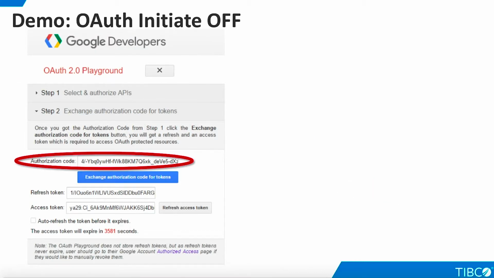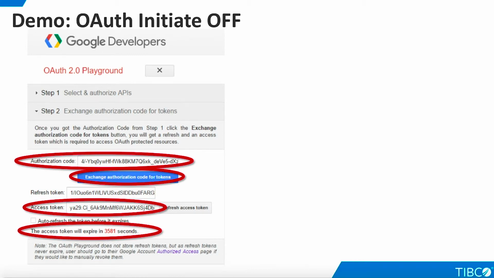Google presents an authorization code. Click Exchange Authorization Code for Tokens. Copy the access token. This is what we need for the TDV adapter. Note that this token will expire in about an hour. That's important to understand for TDV's initiate off mode, as we'll see in a moment.